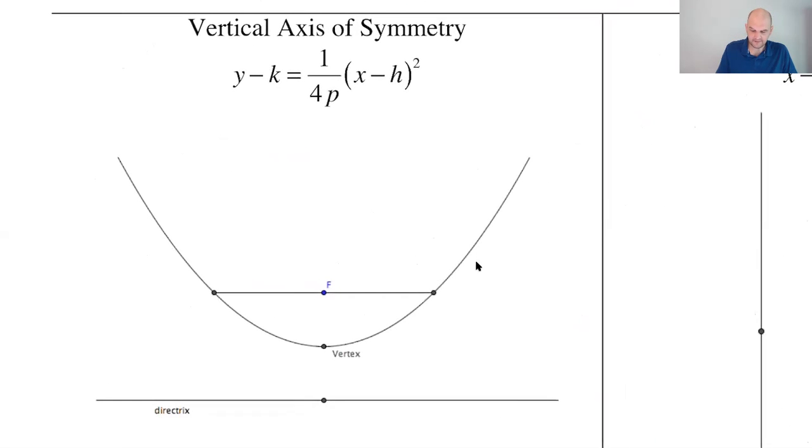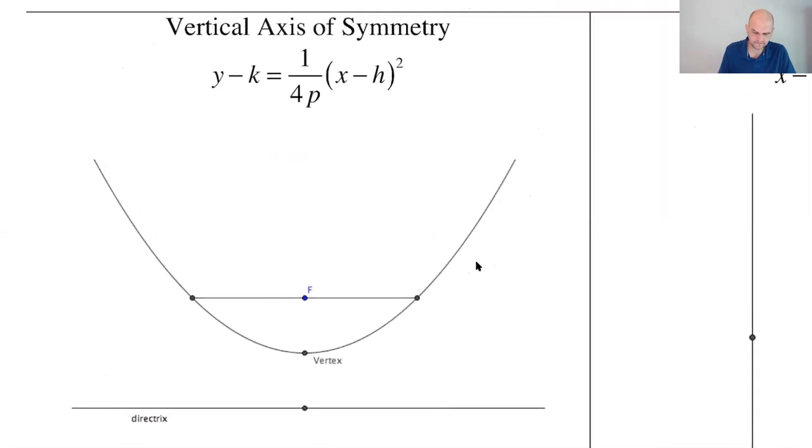If you're going to open up, down, then you have a vertical axis of symmetry, right? So this is kind of your axis of symmetry. It goes through the focus and the vertex. We have our focus. Well, let's look at the equation. It's y minus k equals, now the weirdest part, 1 over 4p. Unquestionably the weirdest part, 1 over 4p. And then we have x minus h squared.